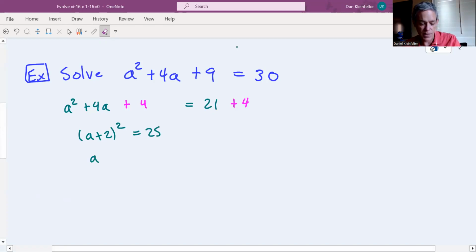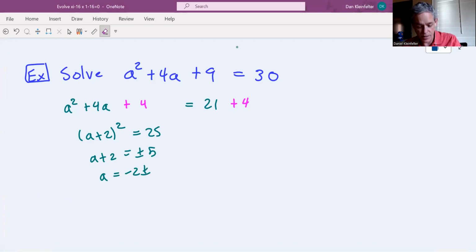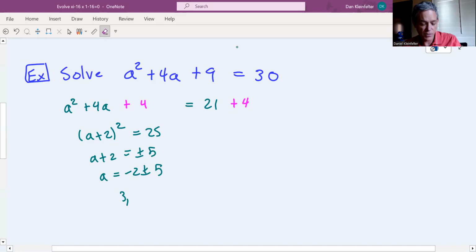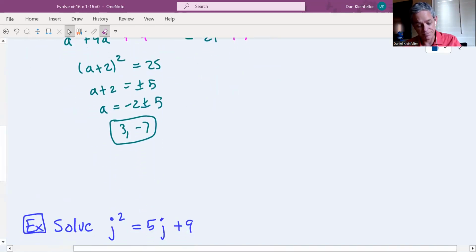I feel like we did this one already. A plus 2 will be plus or minus 5 on taking square roots. A will be negative 2 plus or minus 5. Negative 2 plus 5 is 3, and negative 2 minus 5 is negative 7. So once again, this one we could have done via factoring, but we didn't have to.